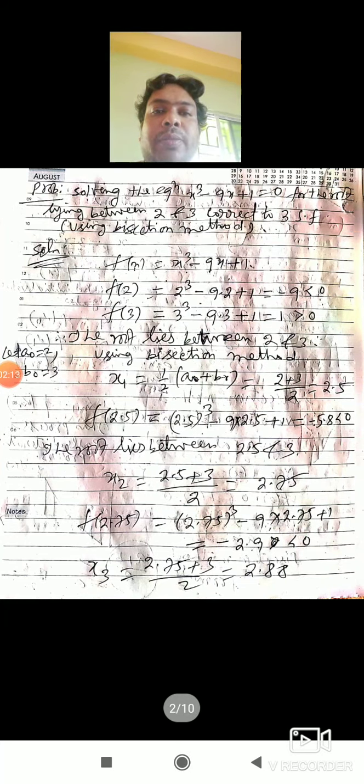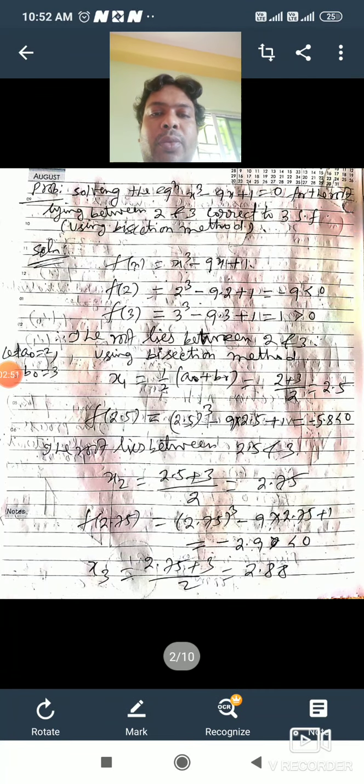Now take a problem. Solve the equation x cube minus 9x plus 1 equal to 0 for the root lying between 2 and 3, correct to 3 significant figures using the bisection method. Now f(x) equal to x cube minus 9x plus 1. So f of 2 equal to minus 9, less than 0. f of 3 equal to 1, greater than 0. So the root lies between 2 and 3. Let a0 equal to 2 and b0 equal to 3. Using the bisection method, x1 equal to half of a0 plus b0, so (2 plus 3) by 2, equal to 2.5. So f of 2.5 is equal to minus 5.8, less than 0.